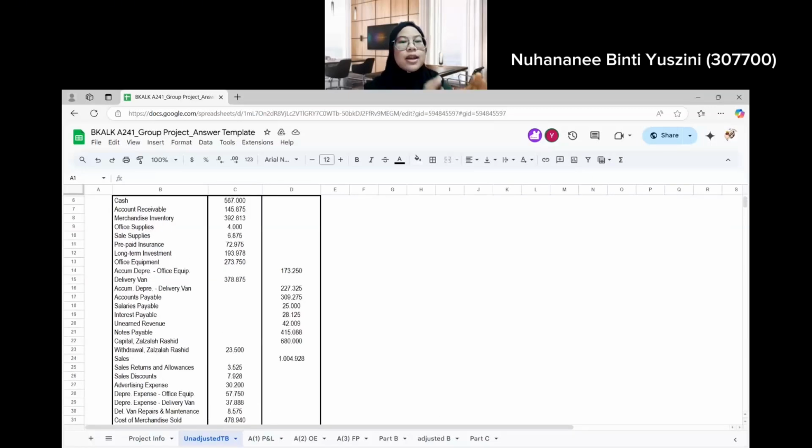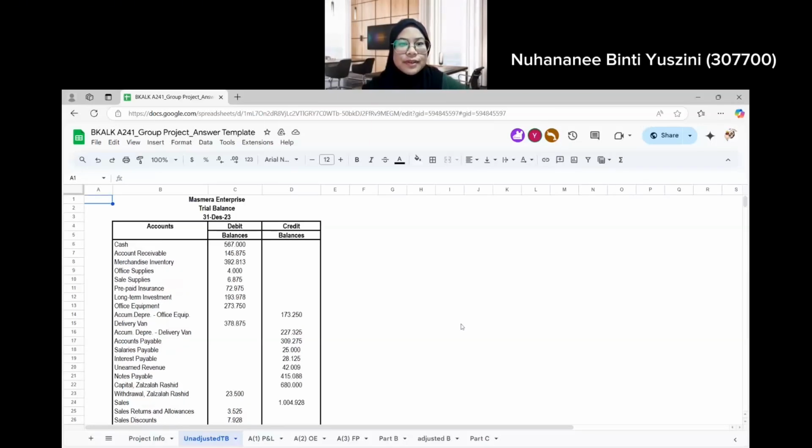Although we know they are expenses, we need to separate them according to operating expense and non-operating expense. So let's look at our profit and loss and comprehensive income statement. Can you open the profit and loss statement?